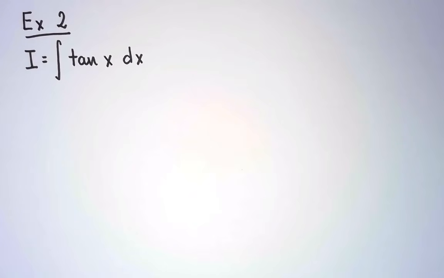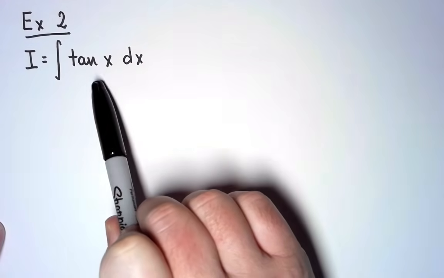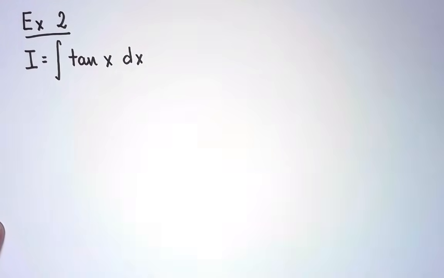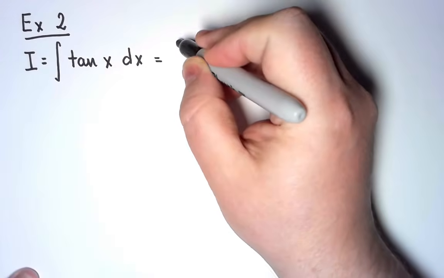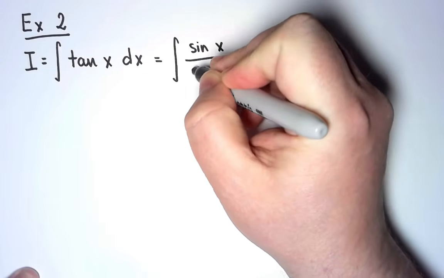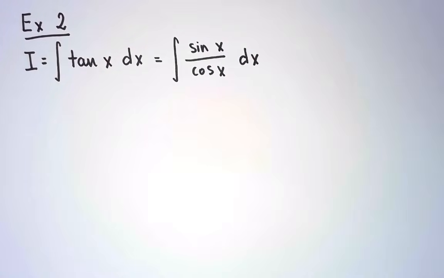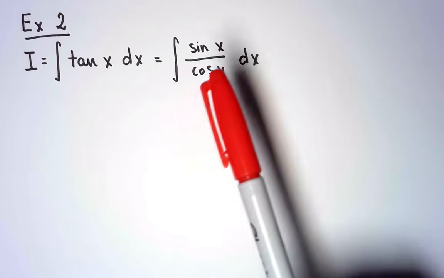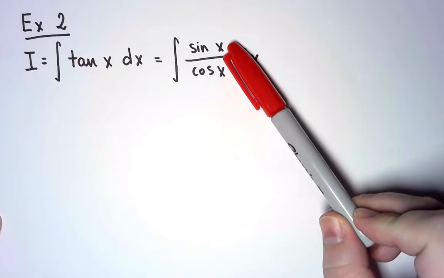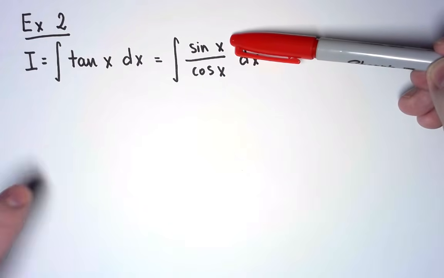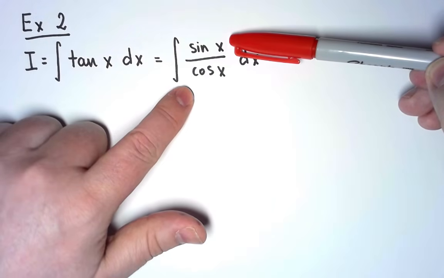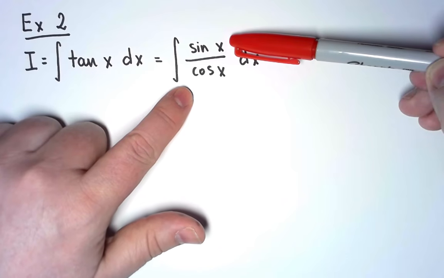For my second example, I want to integrate tangent of x with respect to x. It's not apparent at first sight that a substitution may help here. So before I do anything, I'll use the definition of tangent to write it as sine over cosine. And now let's look at the function in this form. The numerator, sine, is the derivative of the denominator, cosine, times minus 1, but that doesn't matter.